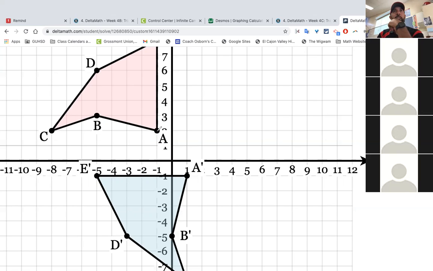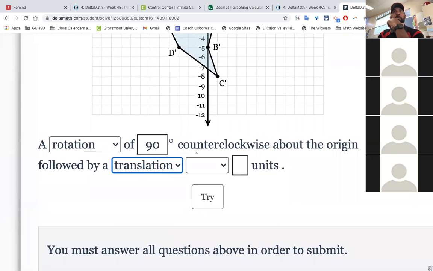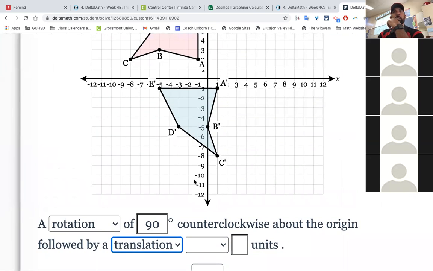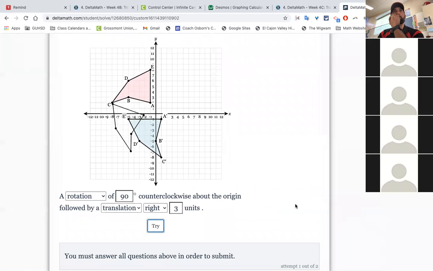Okay, so then I'm moving this down to here and then I'm going to shift this over to the right 3. Okay, so let's try that out. So that was rotate 90 degrees counterclockwise. I was coming down here, and now I'm going to translate 3 to the right. Try it out. There it goes.